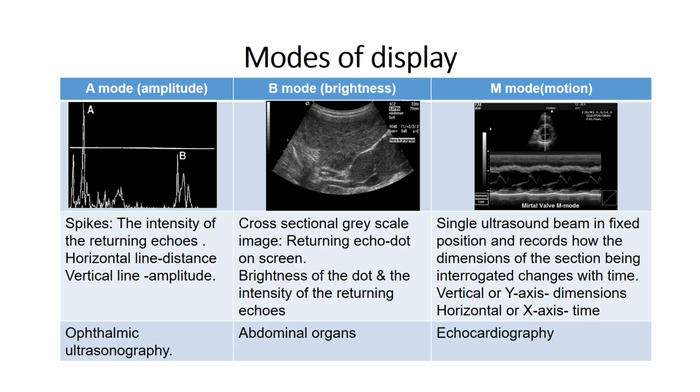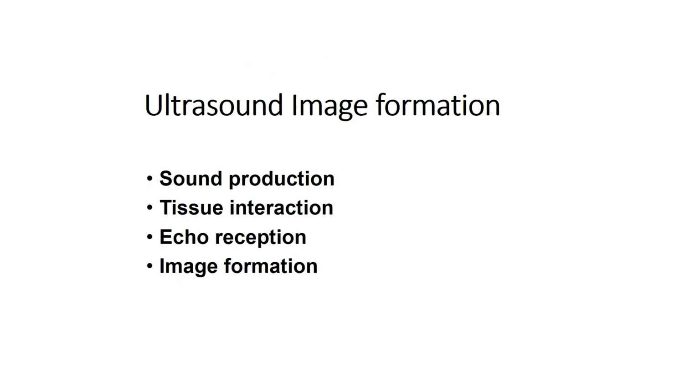Next is the motion mode, or M mode. This type of mode is used for the real time movement of the organ. It is generally used in echocardiography, for movement of the heart.